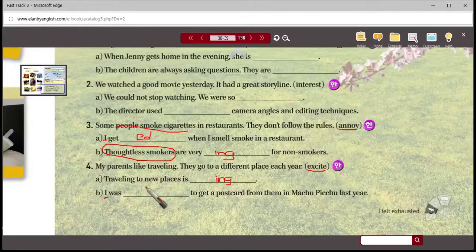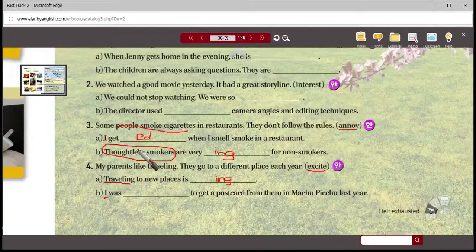Okay. Now, traveling cannot be excited. It's not a thing. Things that are excited or annoyed or interested, these have to be people or animals. Okay? Someone who has emotions, someone who can have these feelings.